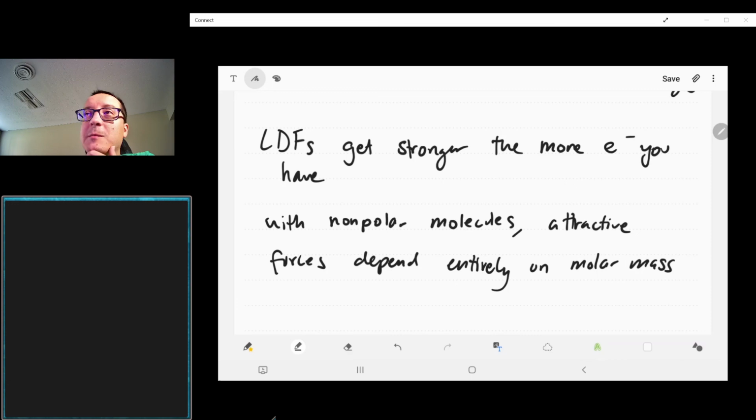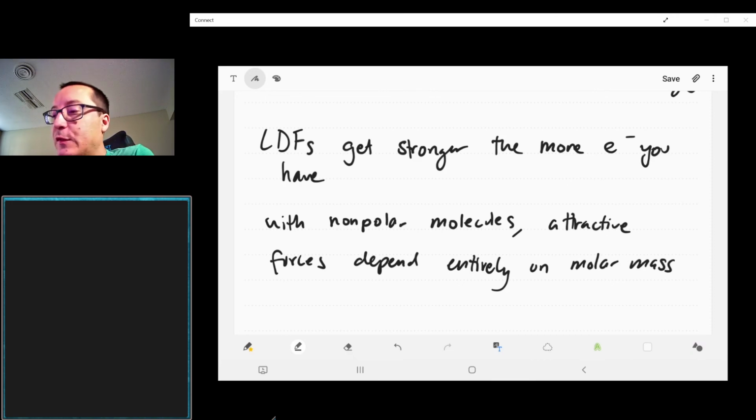Why are we talking about molar mass? Well, remember molar mass is essentially the number of protons and neutrons for all the atoms in your particular compound. But that also means the number of electrons, right? Protons and electrons are typically equal, especially for compounds. They have to be neutral. So the more molar mass you have, the more electrons you have. The more electrons you have, the stronger your London forces become. And so we're going to see a couple of trends here.